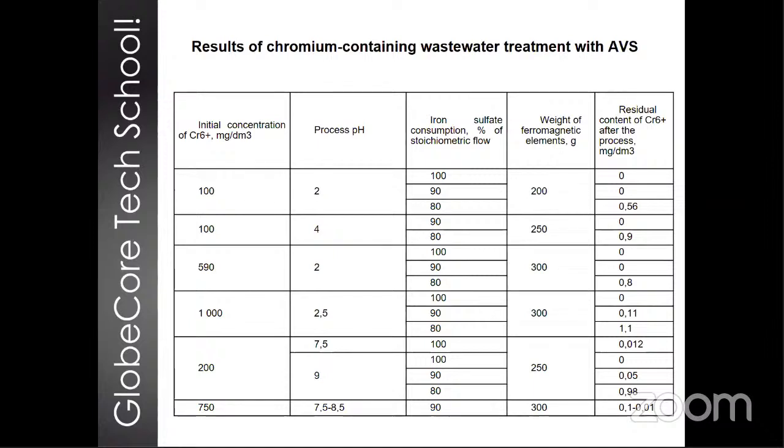The initial concentrations of chromium 6 plus varied from 100 to 1,000 milligrams per liter. And the results of the testing of the AVS device in an actual industrial process are shown here in this table.